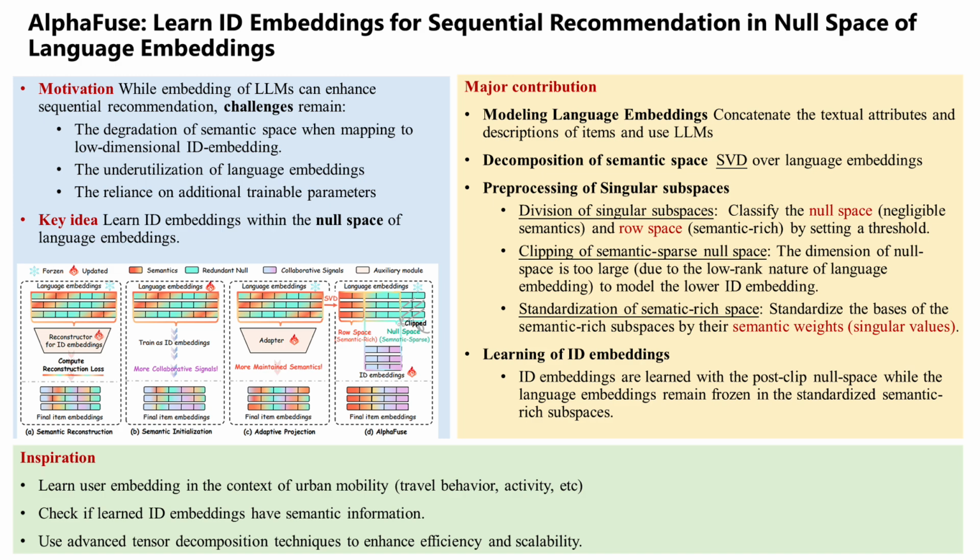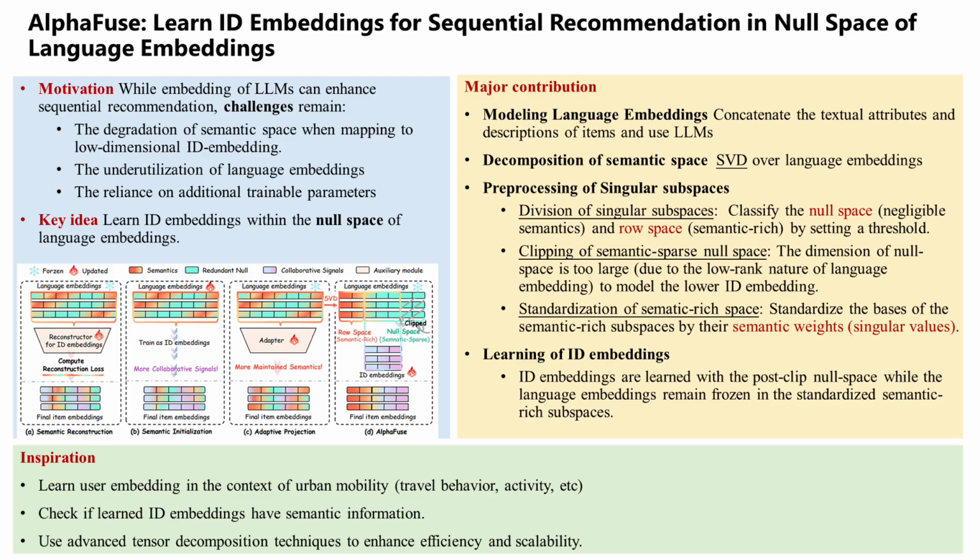Okay, that's clever. But how do you even find this empty space within a 1,500 dimension vector? You use a very powerful mathematical tool called singular value decomposition, or SVD. You can think of it like a diagnostic tool, an X-ray for the data. It scans all the dimensions and sorts them by their semantic weight, how much meaning they actually carry. And it splits the space in two.